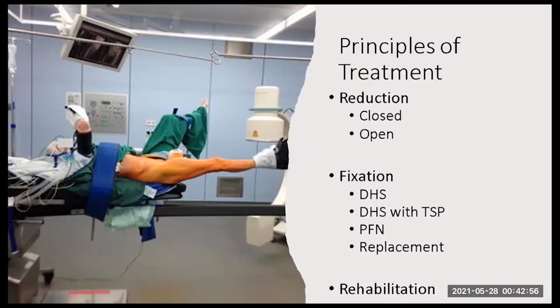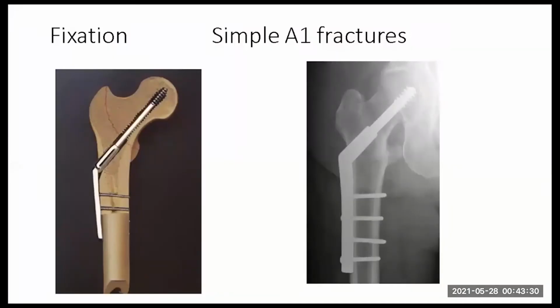So now we come to the operative treatment. Principles are simple. Reduction: many cases can be achieved with closed reduction. Open reduction is uncommonly needed. The fixation options are either a DHS, or a DHS with a trochanteric support plate, or a proximal femoral nail, and in very few indications, replacement. This is followed by rehabilitation that is not straightforward. So how are we going to fix it?